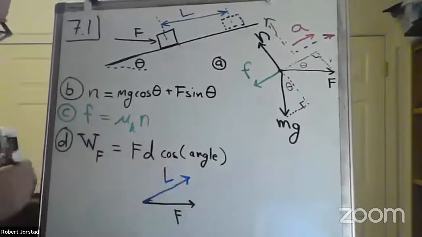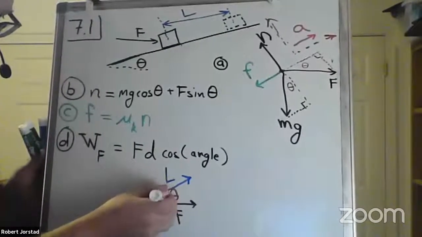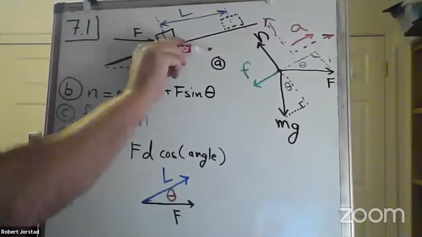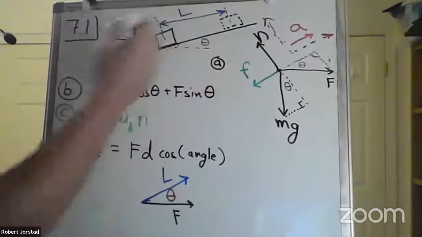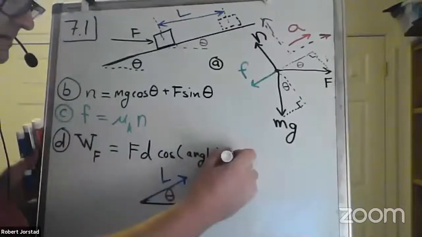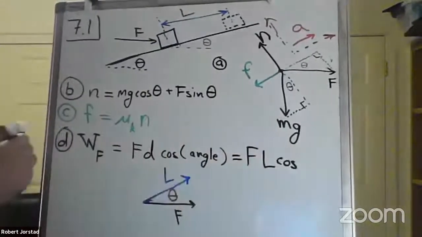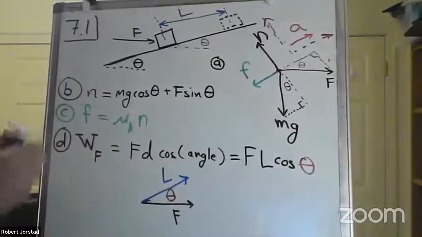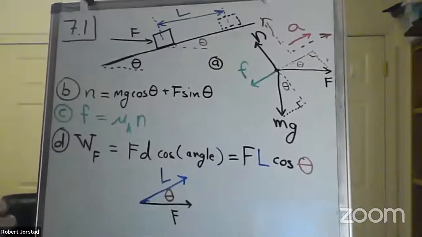That is L. So in this case, it's pretty obvious to me that the angle is theta, right? It looks exactly like that, right? Same angle. If you want to do a parallel line theorem, you could say if this is theta, this is also theta. So this one's pretty quick. It's just F L cosine of theta, like that. Okay.